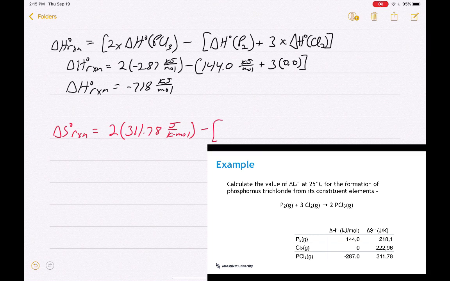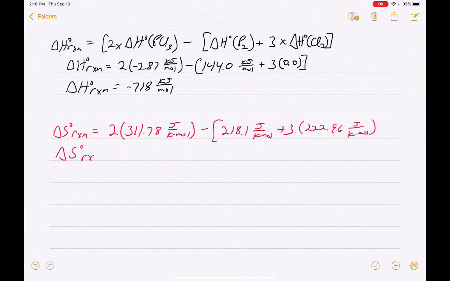minus, and we're going to have 218.1 joules per Kelvin mole for our P2, plus 3 times the delta S for Cl2, and that is 222.96 joules per Kelvin mole. And so when we add that all up, we get a delta S of reaction that is equal to a negative 263.42.